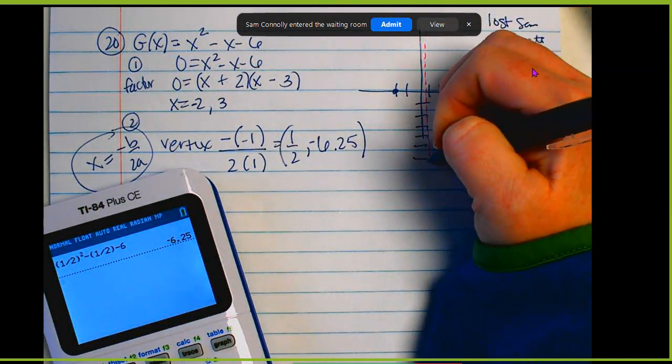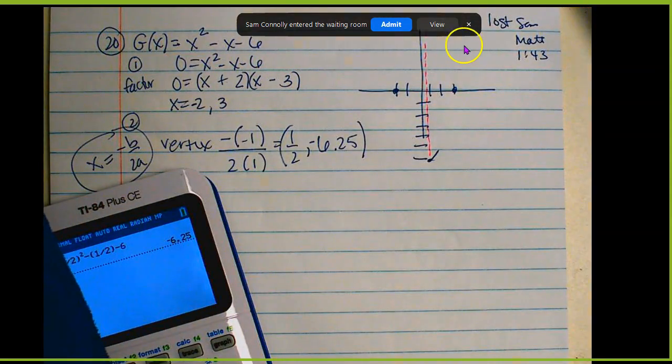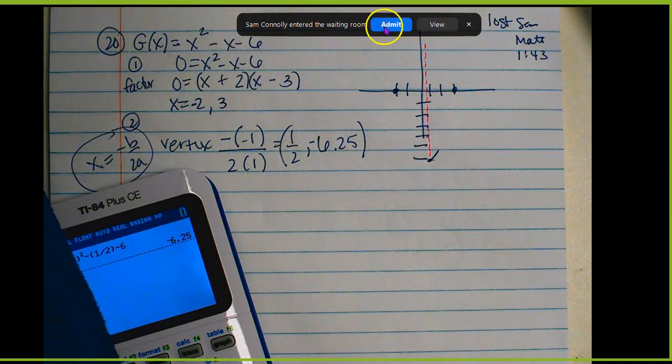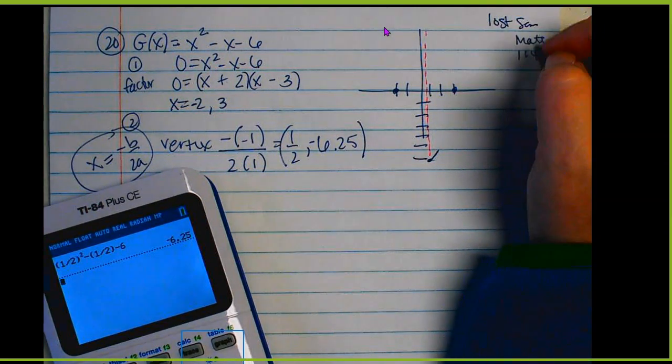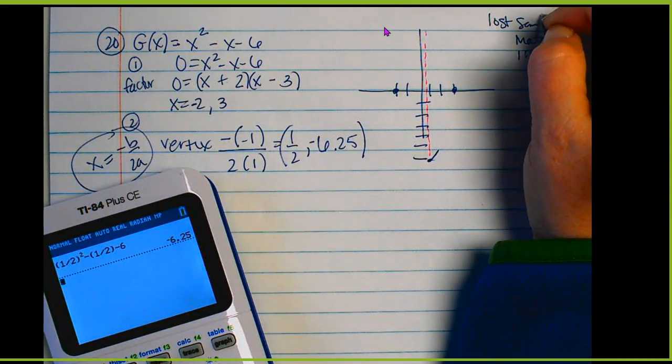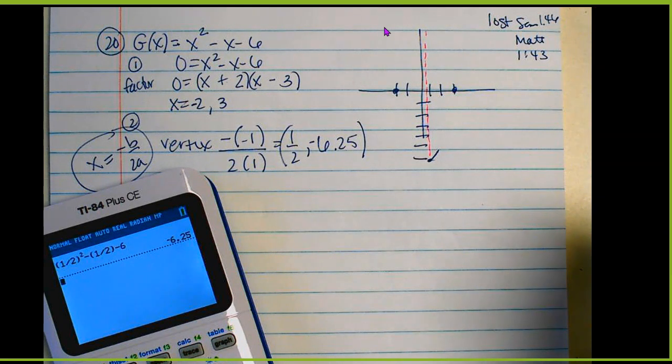Sam's back. So now we have a parabola. So this is 146. All right.